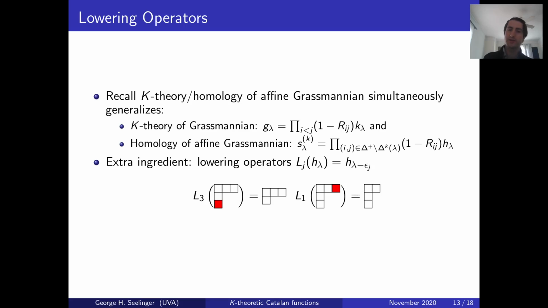So this extra ingredient is called a lowering operator, but it's pretty simple. It's actually easier than raising operators. It simply subtracts 1 from the jth coordinate of your integer vector. Or if you like looking at the diagrams, it simply deletes one box. So this is what we need in order to glue everything together.